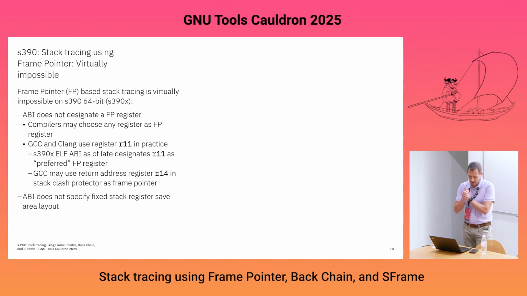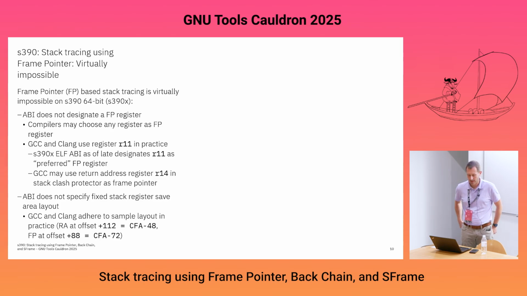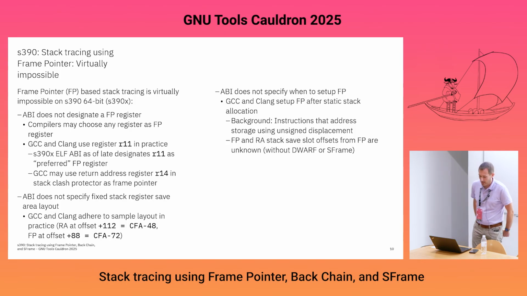So the next issue is that our ABI does not specify a fixed stack register save area layout. So there are no fixed offsets. Does that mean we can't use frame pointer? No, because again, in practice, GCC and Clang adhere to the sample layout from the ABI, so there are fixed offsets. But then our ABI does not specify when to set up the frame pointer. And GCC and Clang set up the frame pointer as late as possible, and that is after static stack allocation.